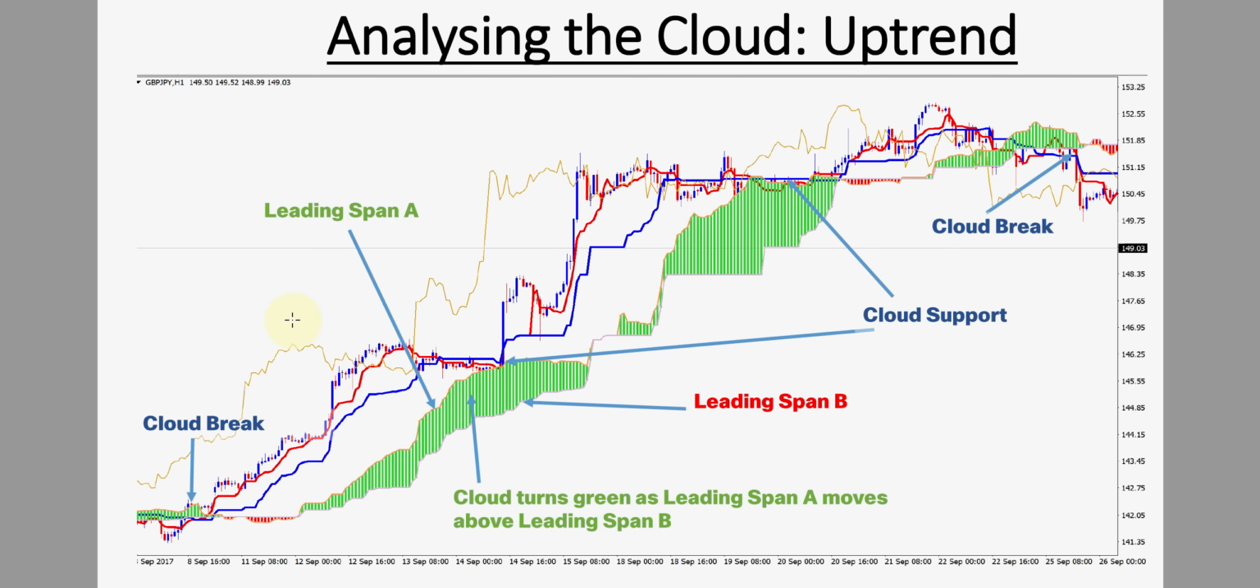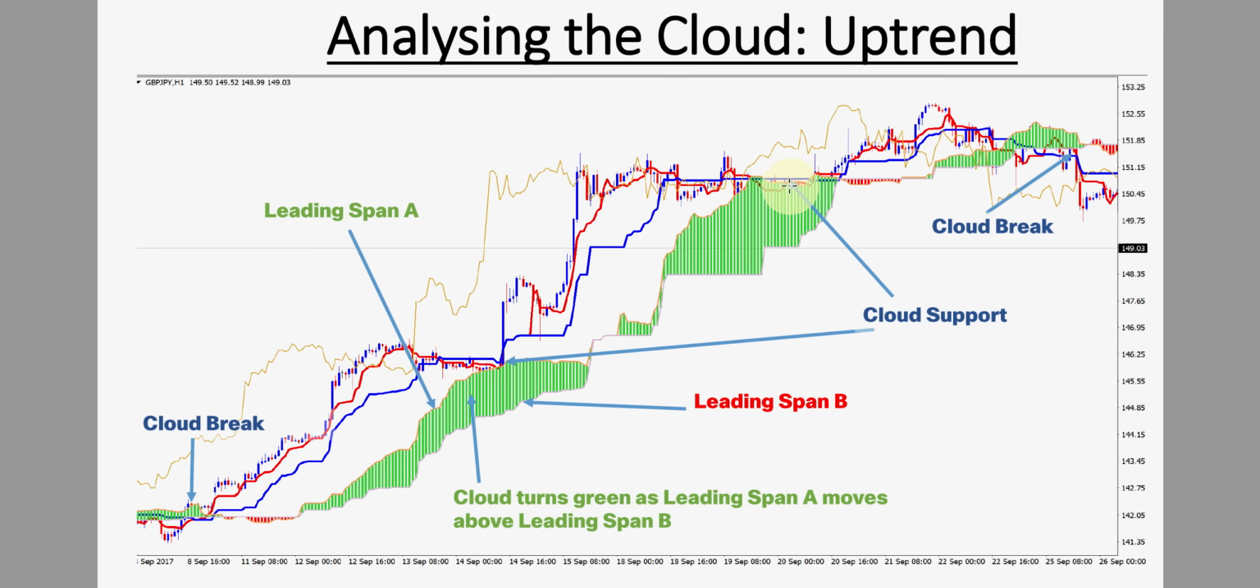Okay, looking at here, we see price penetrate the cloud here, it breaks the cloud and trends up. So remember, this is the leading span A, and below is the leading span B. In between them is the Kumo, the cloud. The cloud has now turned to support, so it's supporting this movement.